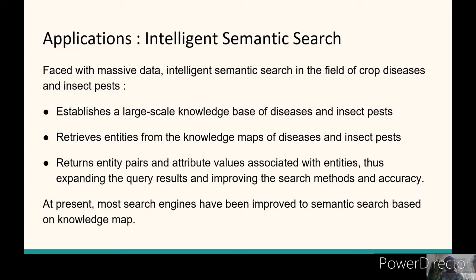At present, most search engines at home and abroad have been improved to semantic search based on knowledge map. Semantic search based on knowledge graph technology enables computers to truly understand users' needs and provide accurate answers rather than related link sequences.